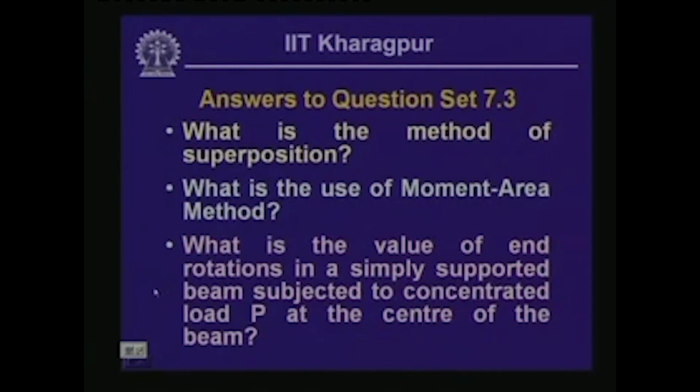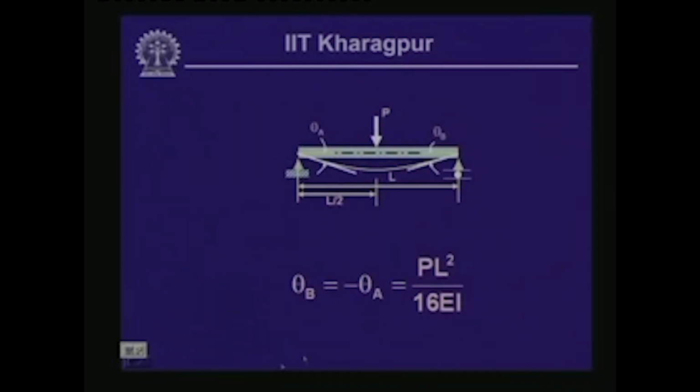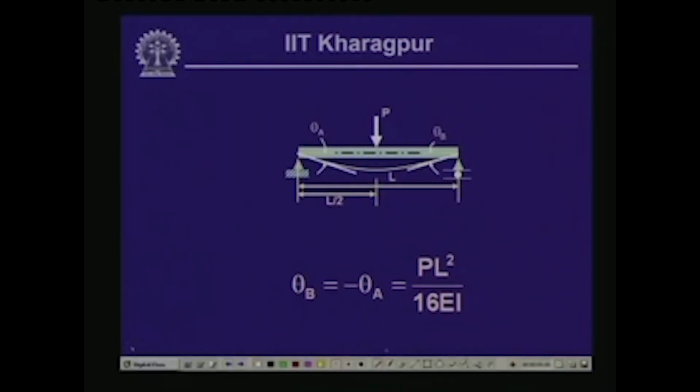And the last question given was, what is the value of end rotations in a simply supported beam subjected to concentrated load P at the center of the beam? In fact, we have discussed this example and solved it using the differential equation of elastic curve as well as the moment area method, and when we compute the rotation at the end, the value comes as PL square by 16 EI.